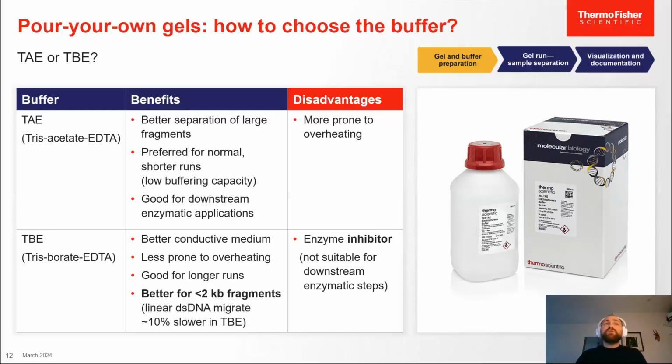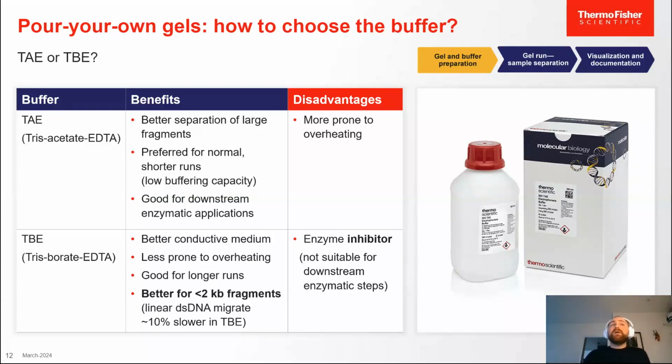When considering which buffer you're going to use for your electrophoresis, you also have to consider what the downstream applications are that follow your experiment. If your goal is just to have a very nice gel with fragment sizes of up to 2 kilobases, TBE buffer, or Tris-borate-EDTA buffer, is going to be perfectly fine for your uses.